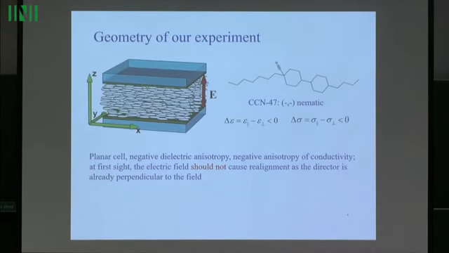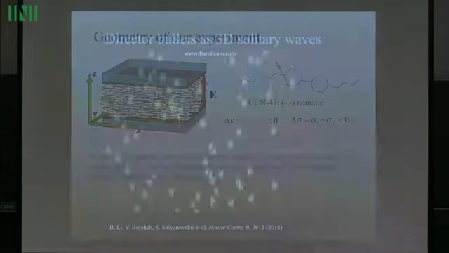You have a liquid crystal between two glass plates, and this liquid crystal has negative anisotropy of dielectric permittivity and negative conductivity anisotropy. You apply an electric field perpendicularly to the director, and these two conditions mean that nothing should happen. The director should not realign, because negative delta epsilon means the director prefers to be perpendicular to the field, which is already by design, and the flow of ions should not realign the molecules. Then you prepare the cell, apply the field, and see what happens.